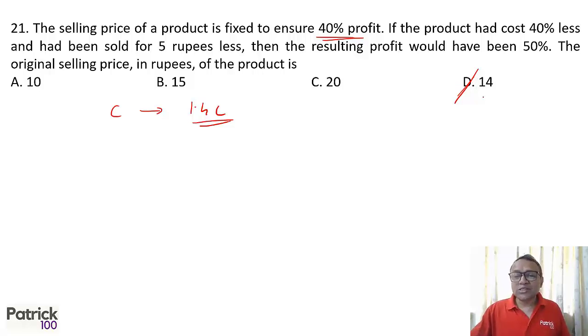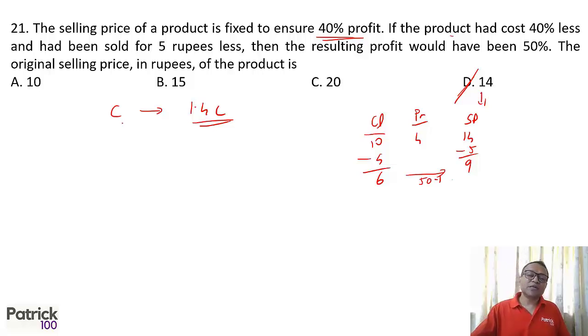If you just want to cross-check with 14: if 14 is the selling price and the cost price is 10, the profit becomes 40%, that is 4. Looking at 10, 4, 14 straight away. Now if I reduce the cost price by 40%, so minus 4, the cost price becomes 6. The selling price is reduced by 5, so 9. Now the profit becomes 50%, 3 out of 6 is 50%. It satisfies. So from there also you can make D.